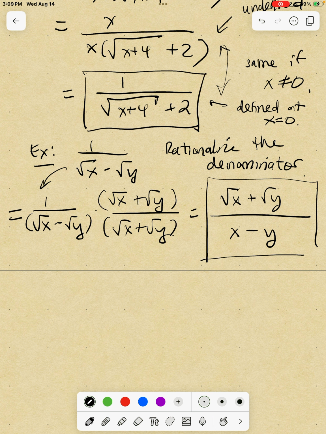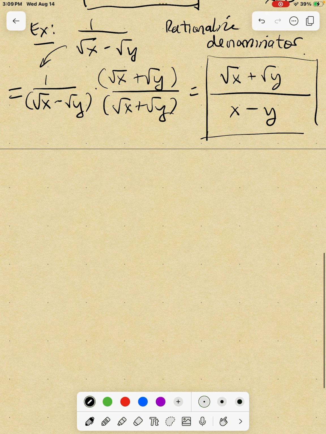Now let's see an example of where this actually shows up in a calculus problem. So here's, okay, I have so many tabs open. Okay. So here's where it shows up in a calculus problem.